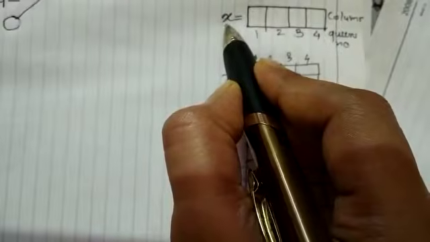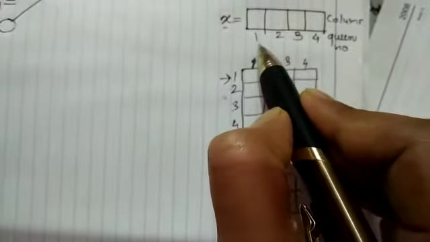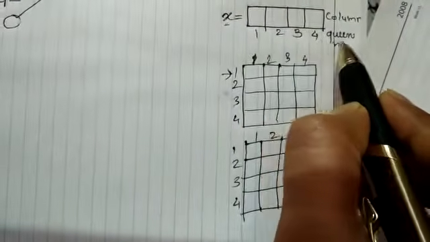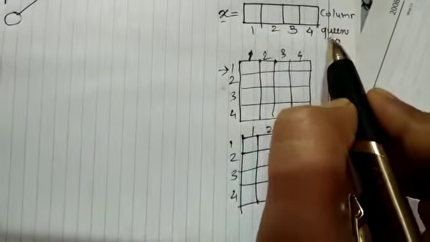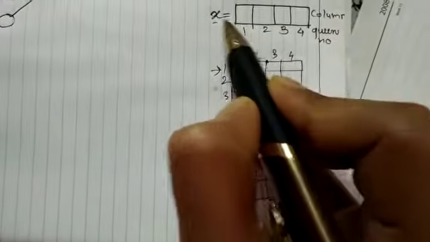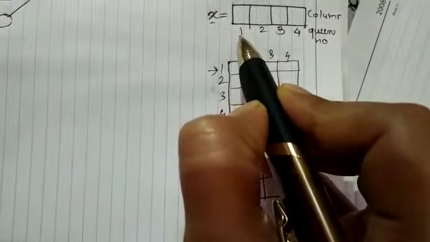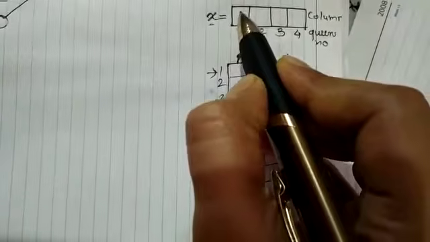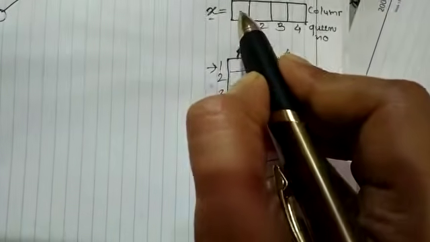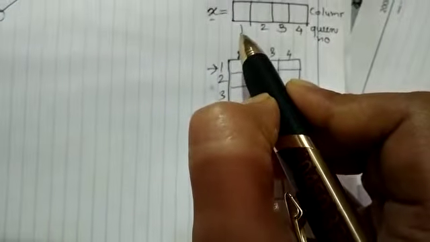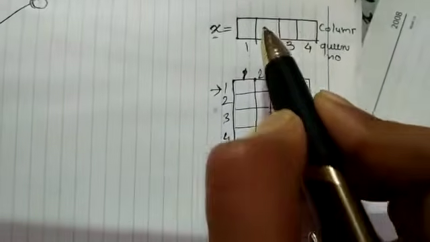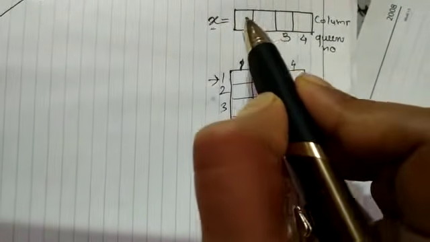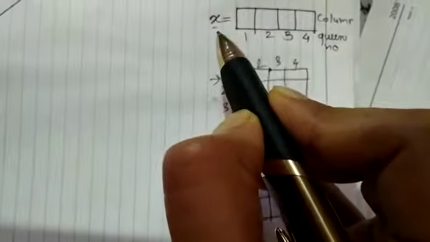The indexes 1, 2, 3, 4, these are the queen numbers. So if I have to represent the solution for queen number 1, then this will be X of 1, and here I'll write the corresponding column. For example, if queen 1 is placed in first column, then I'll write 1 over here. Then for queen number 2, I have to write down the corresponding column. So this is how we are going to write down the solution vector.